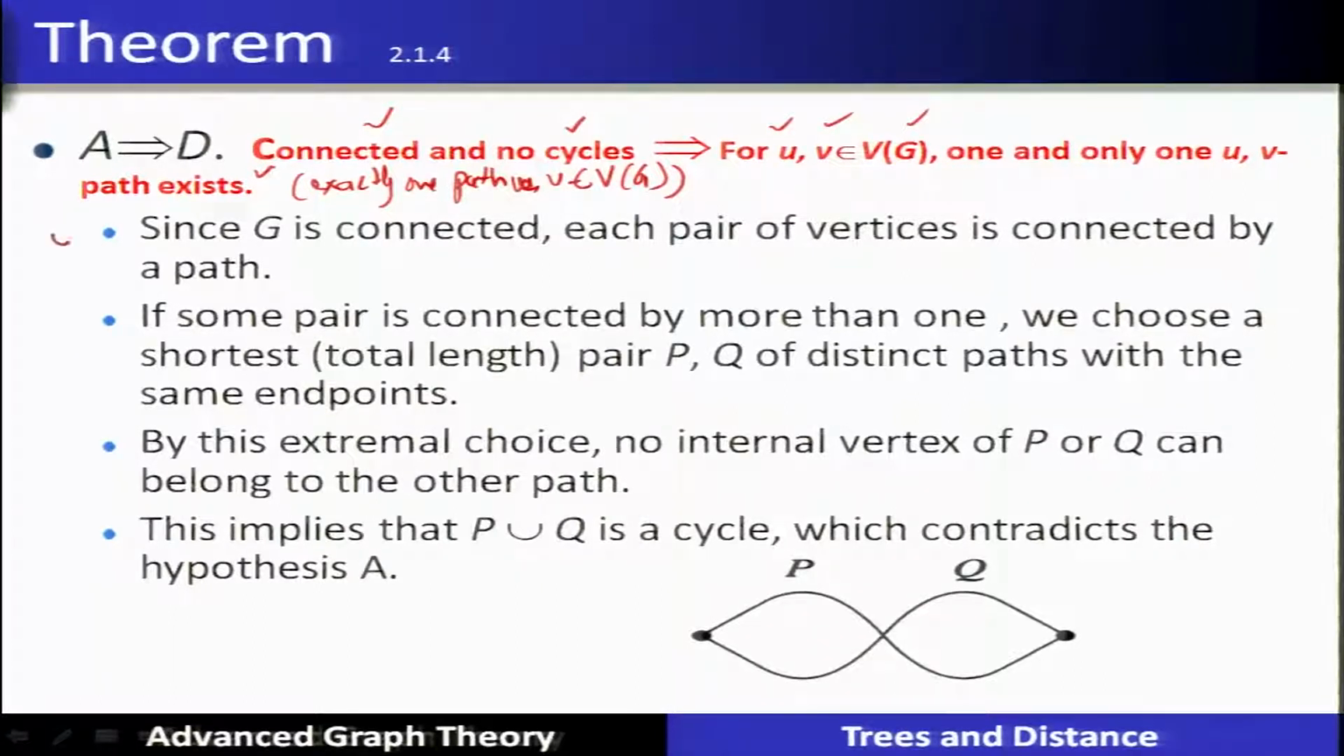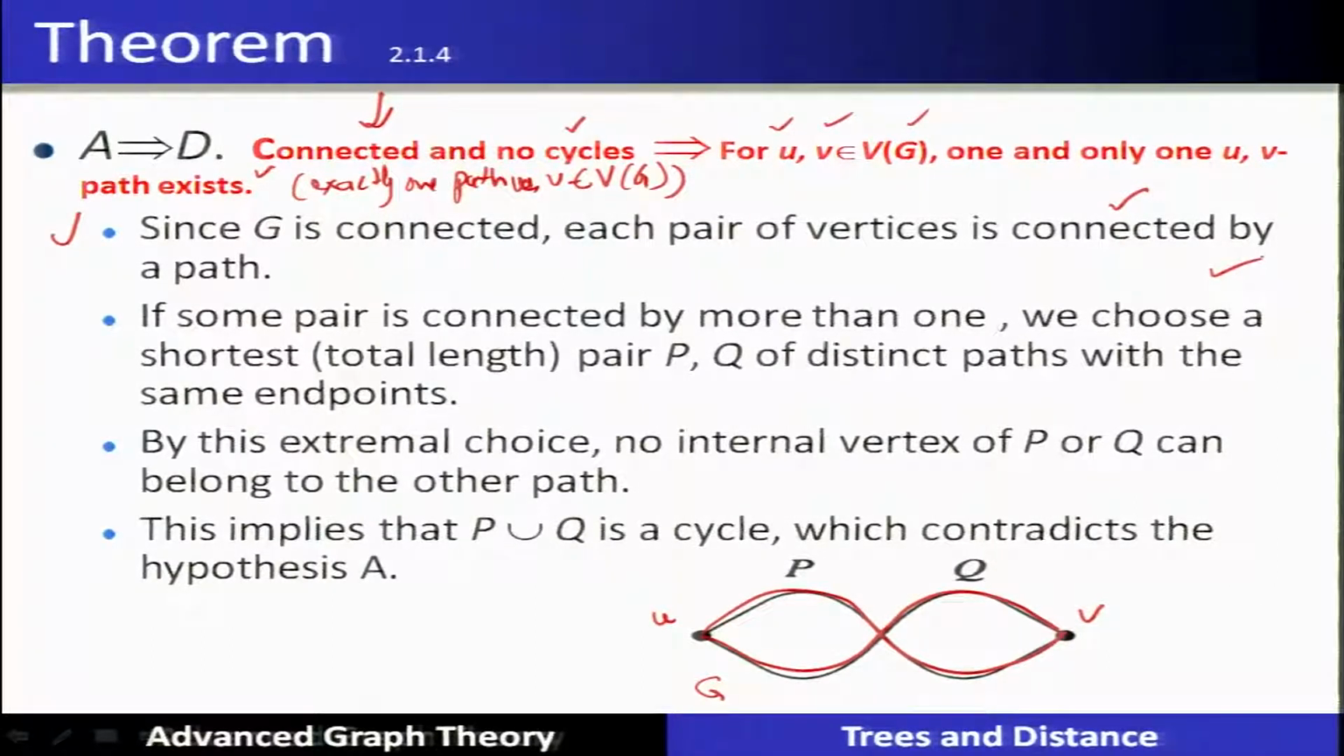Now, since graph G is connected, that is given, each pair of the vertices is connected by a path. This is the definition of connectivity which we have seen earlier. So, for example, if this particular graph is connected, then for any two vertices, let us say u and v, they are connected through a path.